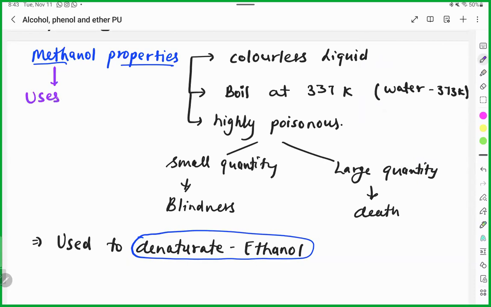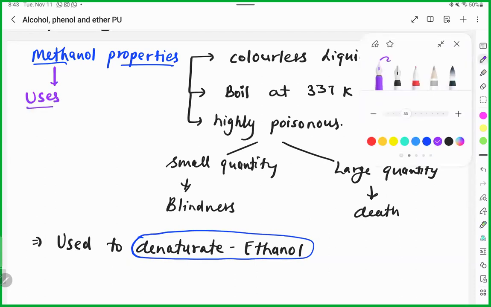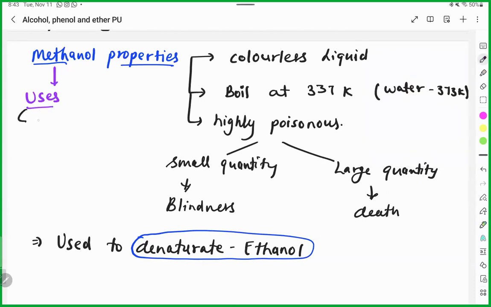What could be the possible use, in your opinion? So first is obviously alcohol beverages. No, no, never use it in alcohol beverages. That is methanol. Solvent, yes, sir. Because it is liquid, it is a solvent in paints.